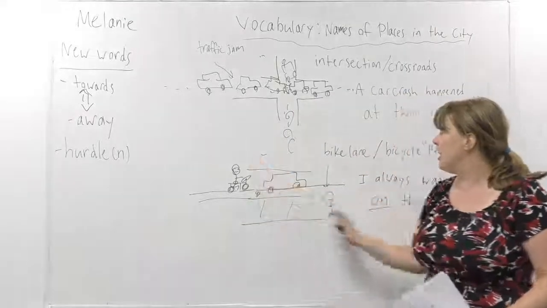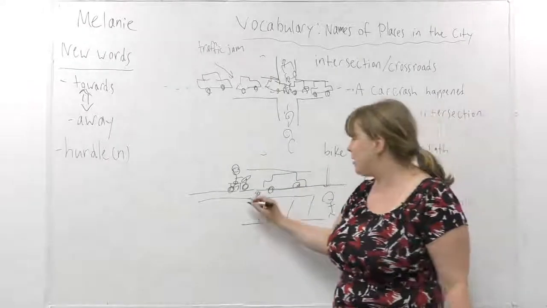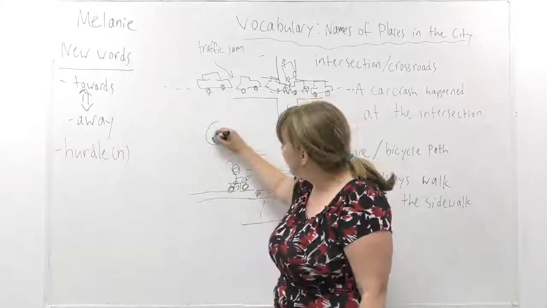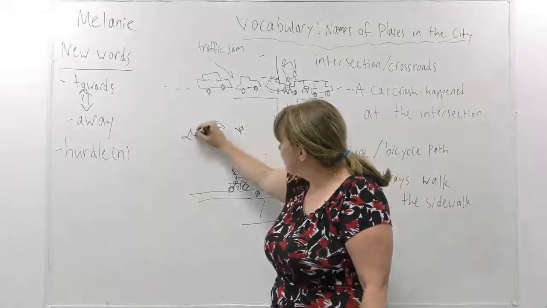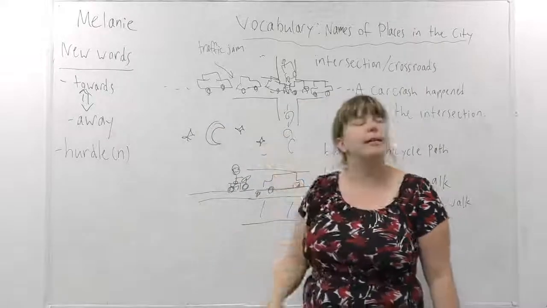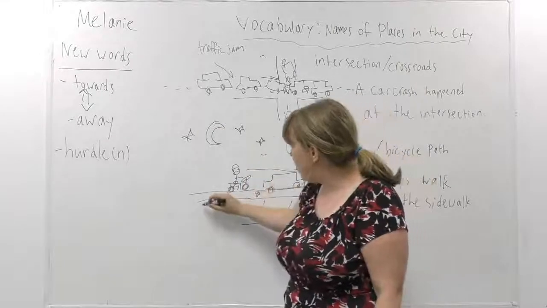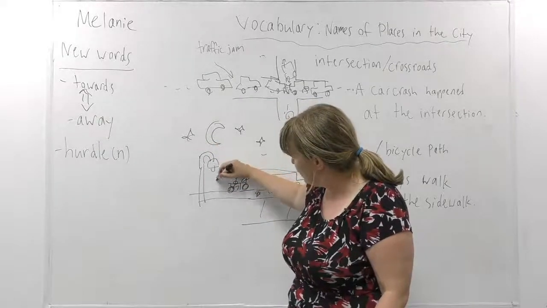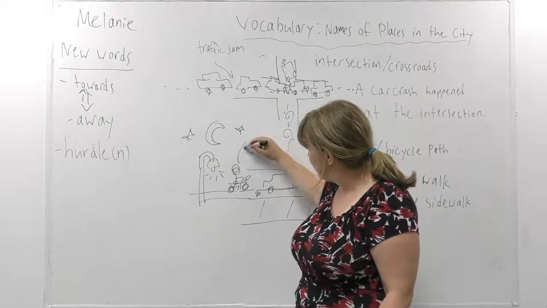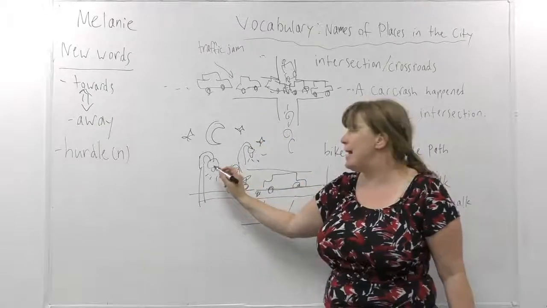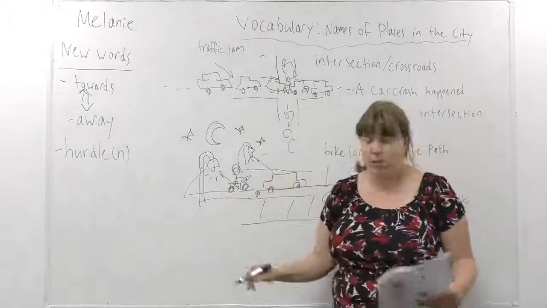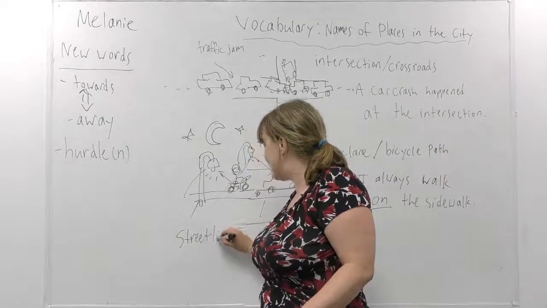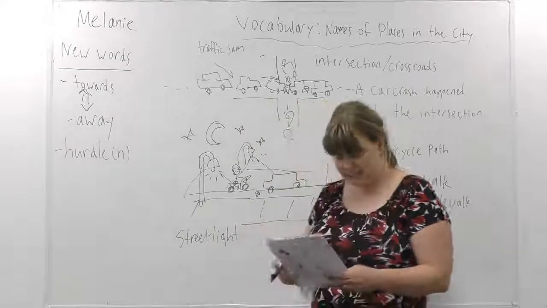Okay, so back to this kind of ugly drawing. Okay, so let's say it's nighttime now. The stars are out, but it's very dark. So how are we going to see where we're going? Here's how we do it, with a street light. All right, so here's a couple of street lights, and they make everything brighter. So these are called street lights. Okay.